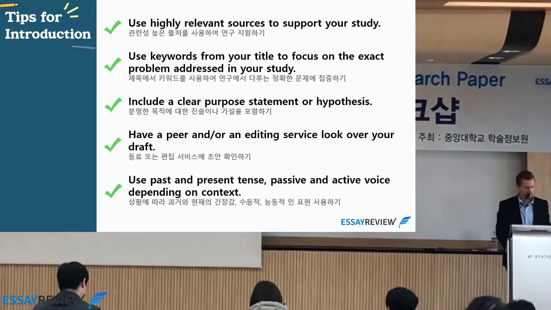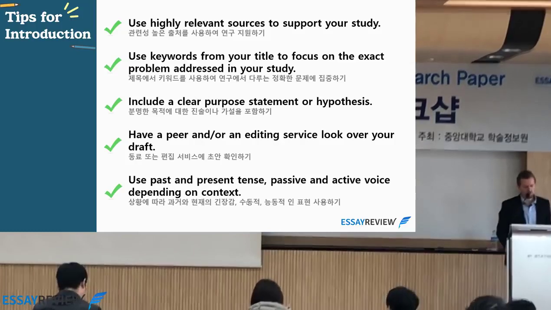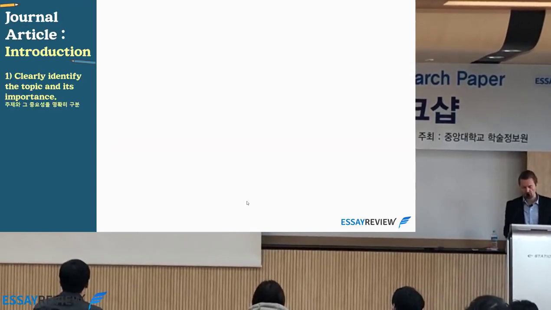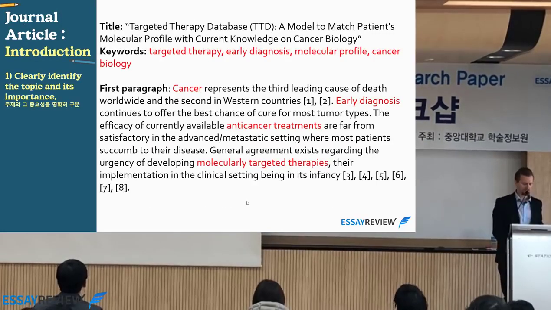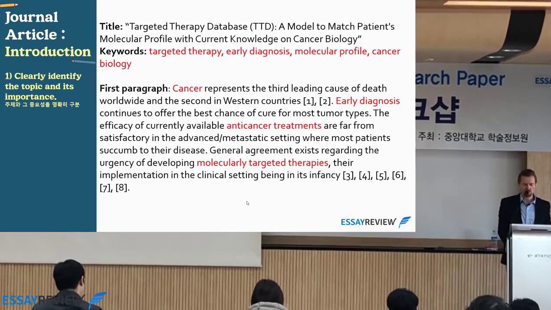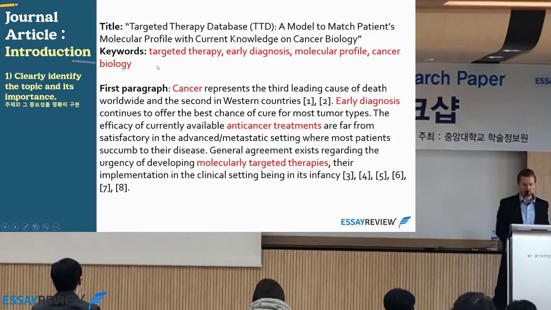Okay, we'll continue. We're going to look at a different paper. This is not the kimchi paper. This is a different paper, and the title is Targeted Therapy Database, a model to match patients' molecular profile with current knowledge. So look at the keywords. Some keywords that they've used in the abstract: targeted therapy, early diagnosis, molecular profile, cancer biology. So right away, in the first paragraph, they have used a lot of keywords: cancer, early diagnosis, anti-cancer treatments, molecular target therapies.